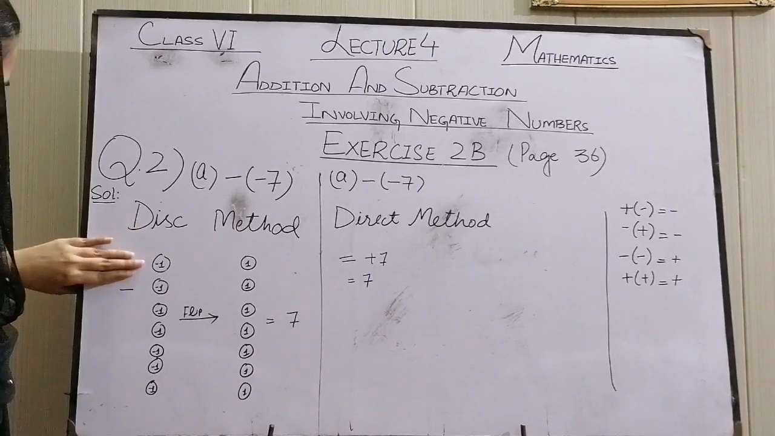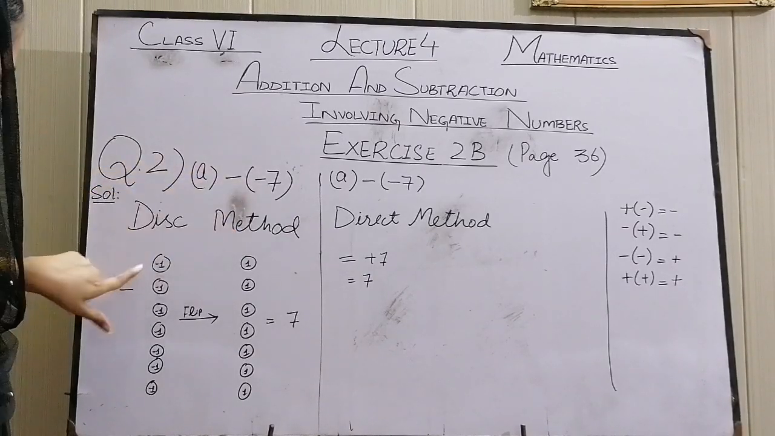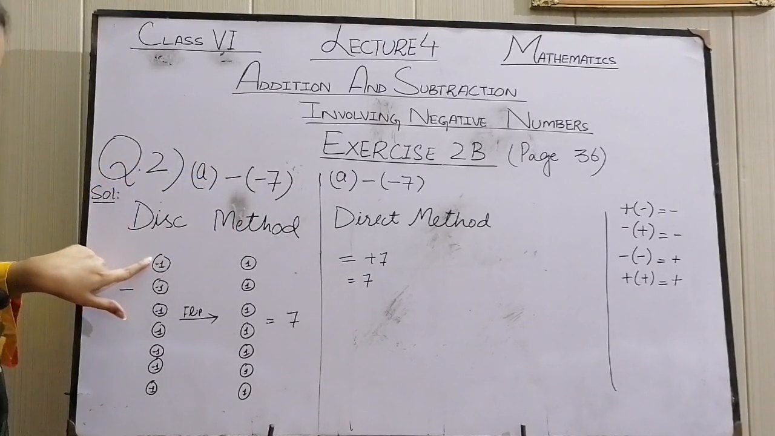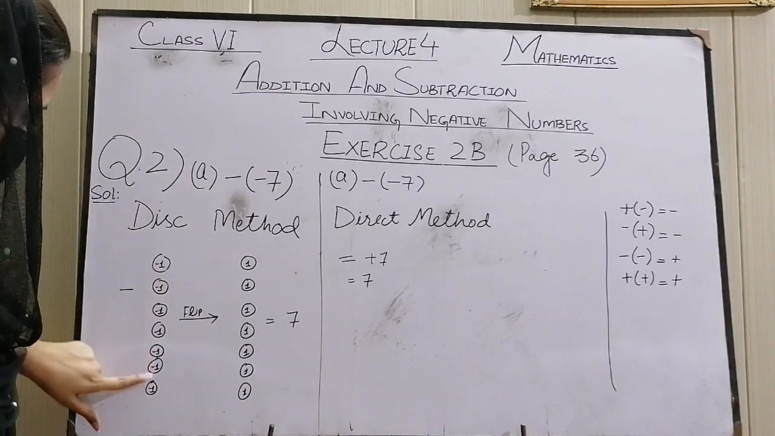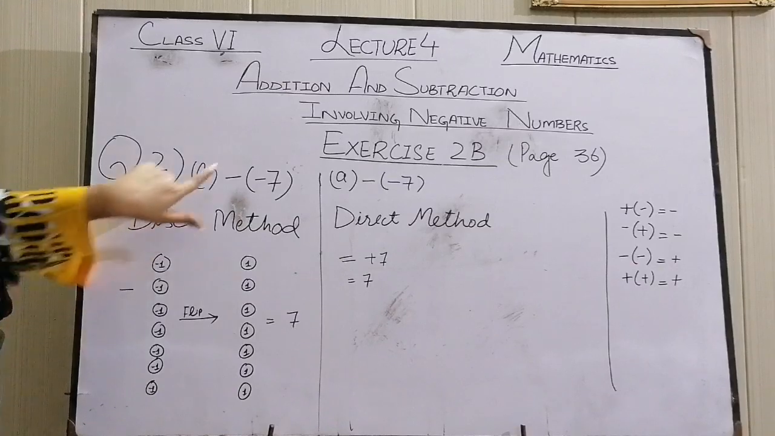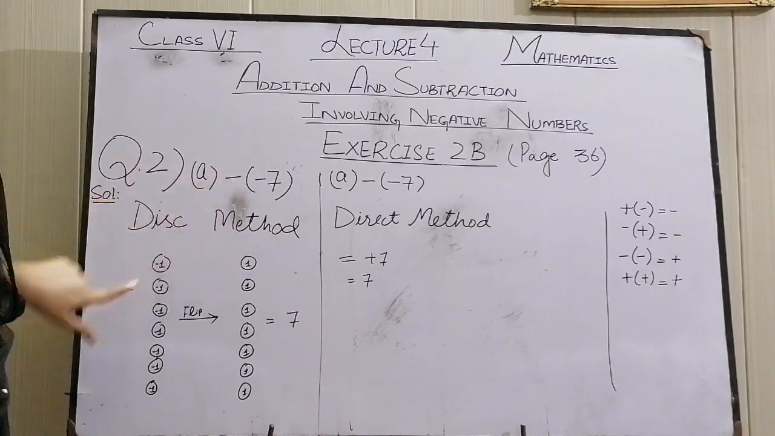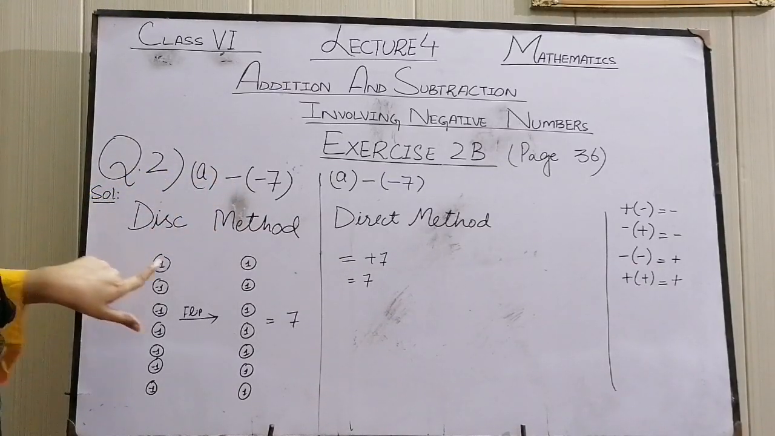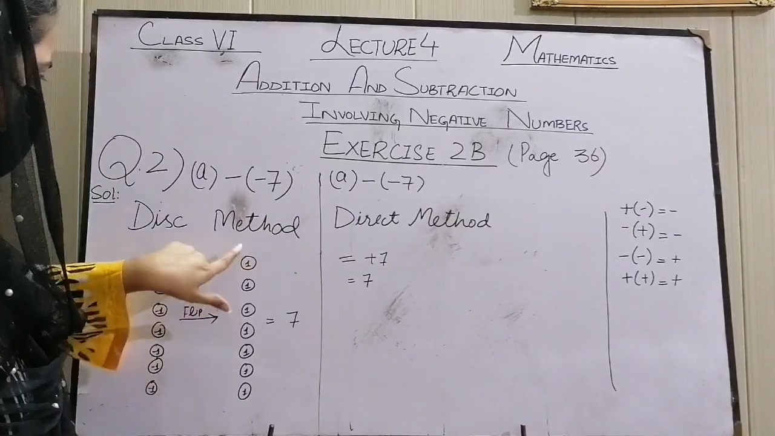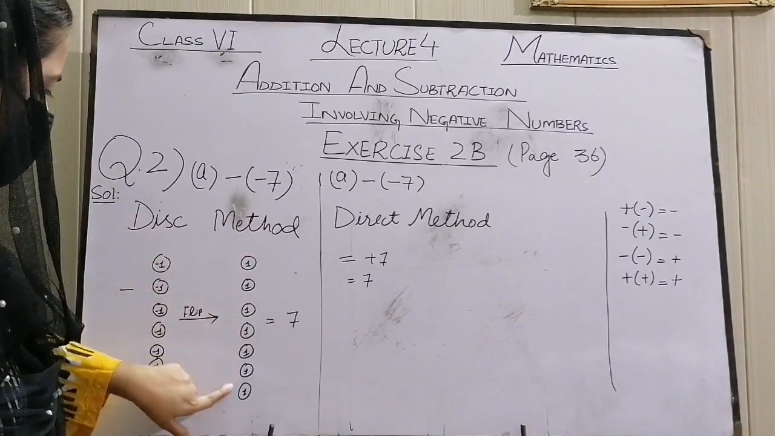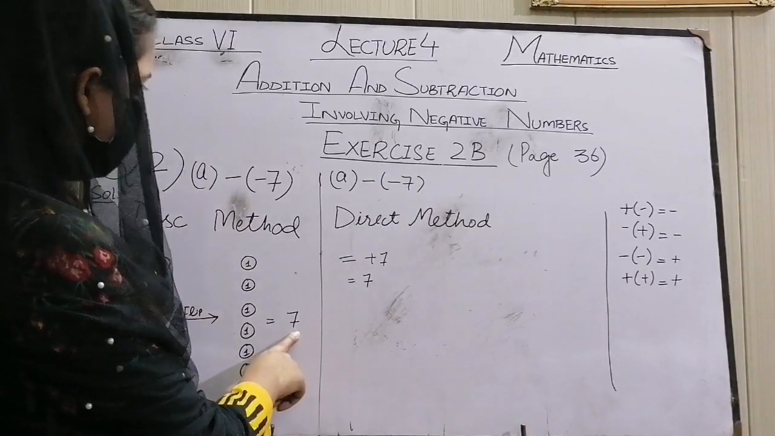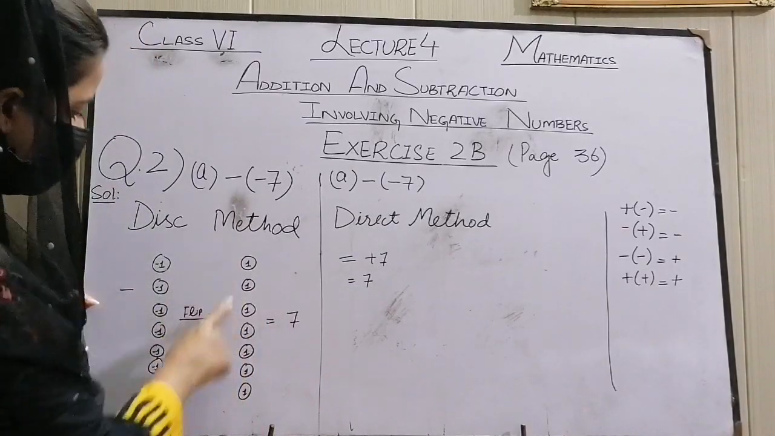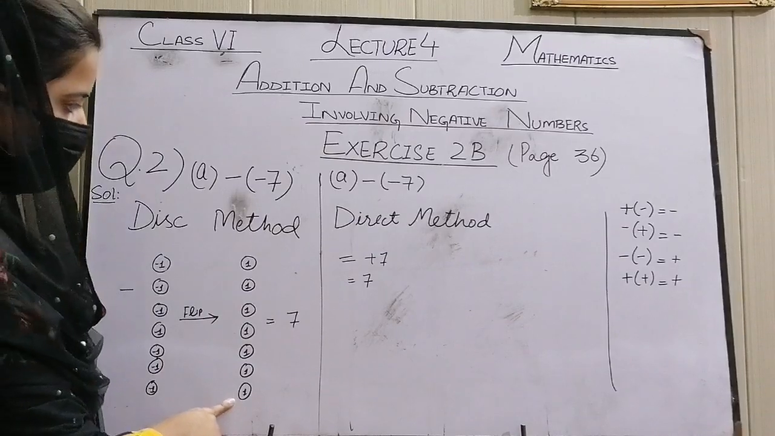For disk method, we have 7, so draw 7 disks of minus 1: 1, 2, 3, 4, 5, 6 and 7, with a negative sign because we have negative here. The negative sign flips the disks. Flip these disks. It becomes 1, 2, 3, 4, 5, 6, 7. So our answer is positive 7, because we do not have any negative disk here.